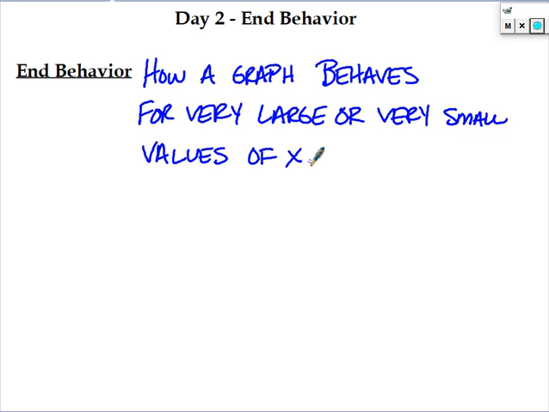We want to know what is the graph doing when x is really big, like when x is 1,000,000 or 2,000,000, when it's approaching infinity, or very small, when x is negative 1,000,000 or 2,000,000 or approaching negative infinity. So usually when we look at graphs, we're only looking at between negative 10 to 10. But what's happening to the graph beyond that? Way, way, way to the right or way, way, way to the left.